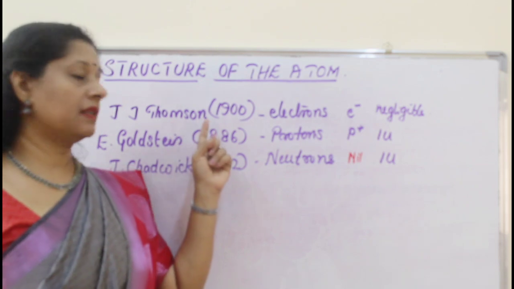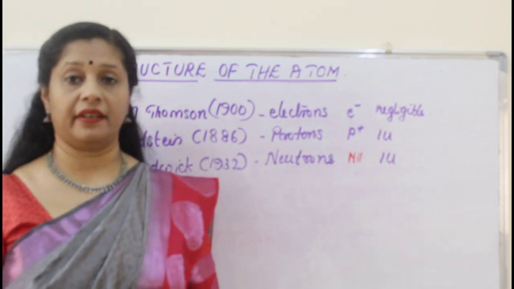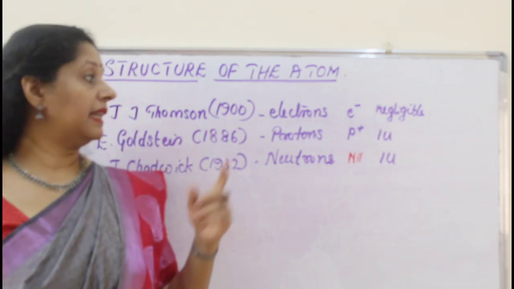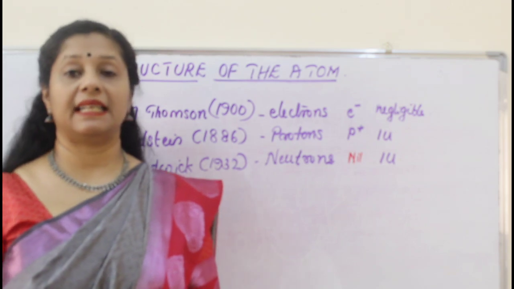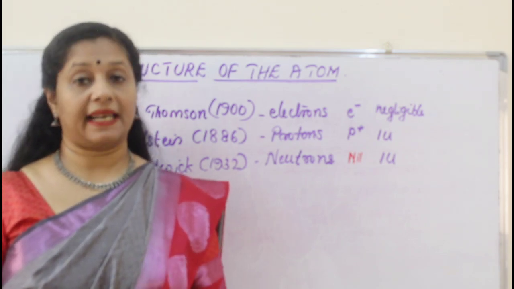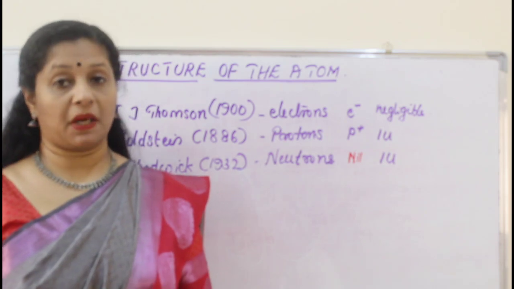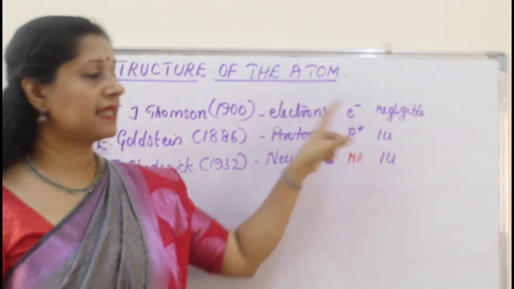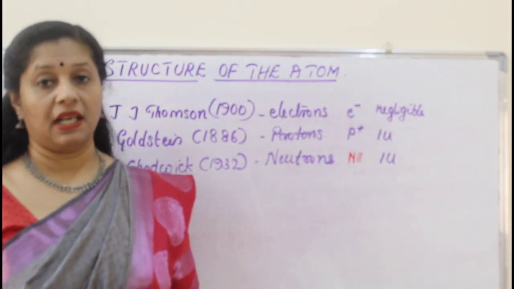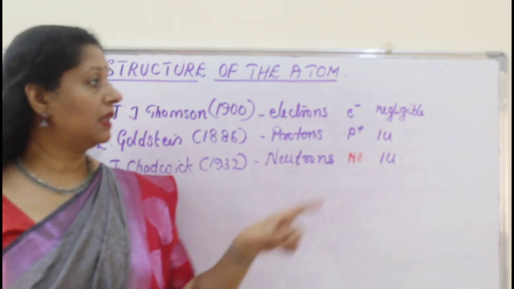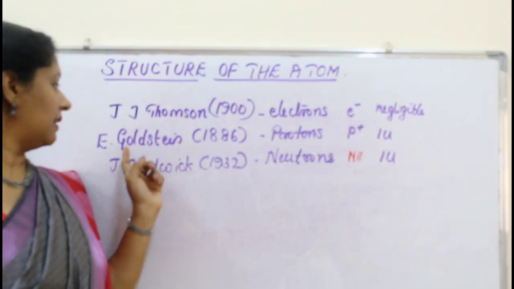J.J. Thomson, a scientist, in the year 1900, first discovered negatively charged particles, electrons, by studying cathode rays. These electrons are negatively charged particles, so we write e minus representing the electrons. Their mass is negligible.